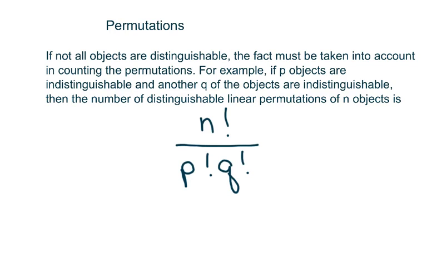Okay, we're going to talk about indistinguishable objects and permutations. They have a special formula, which is n factorial over p factorial times q factorial. For example, if p objects are indistinguishable, and another q of the objects are indistinguishable, then the number of distinguishable linear permutations of n objects is this formula.